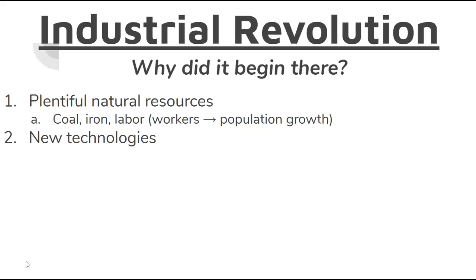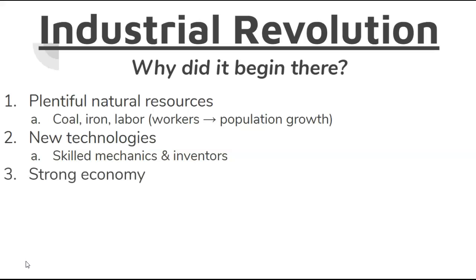Second, we have new technologies being created and invented there. With a less strict government, there was more freedom of thought and more willingness for people to be skilled mechanics and inventors and kind of carve their own path for what they want to do with their life. They also had a strong economy. Global empire created a lot of money. For example, the colonies in the United States today gave Britain a lot of money in places like New England.